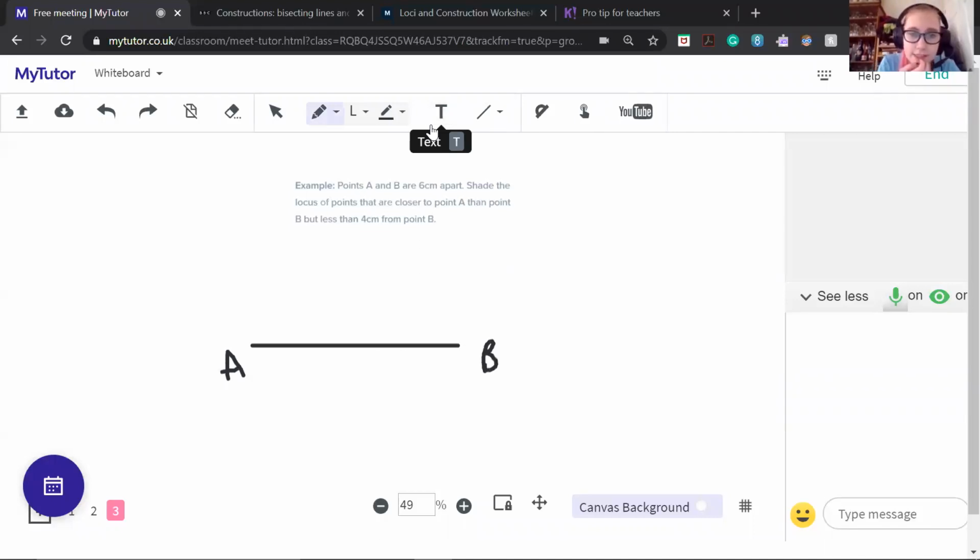Shade the locus of points that are closer to point A than point B, but less than 4 centimeters from point B. So let's take this one at a time. So closer to point A than point B. So closer to here. So that means a perpendicular bisector, right? Because we want something closer to A than B. So it's going to be everything on this side of halfway.